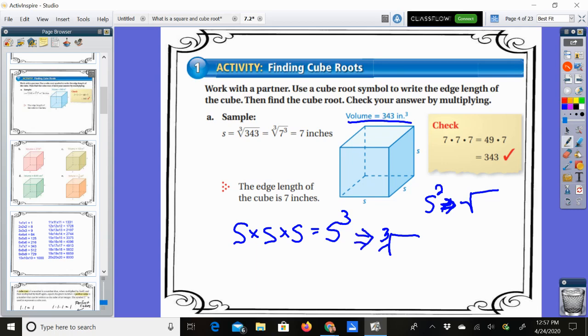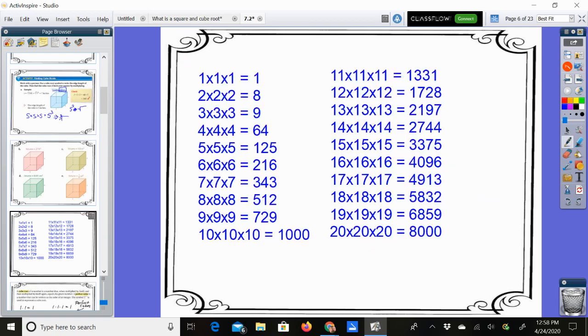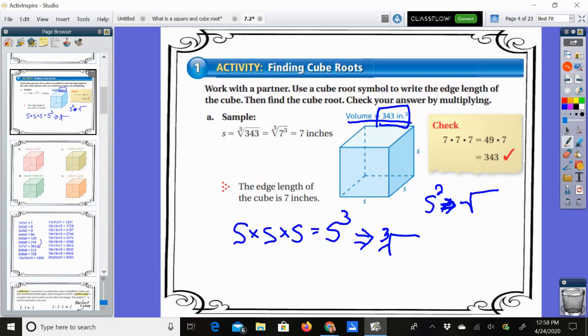So what is the length of this side of this block? Well, we have to look for 343 on a cube chart. So if we look at this cube chart and we look for 343, 7 times 7 times 7 is 343. So the length of this is 7 inches.